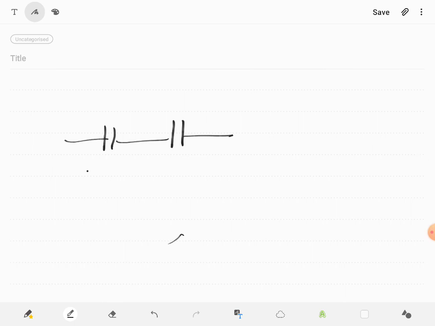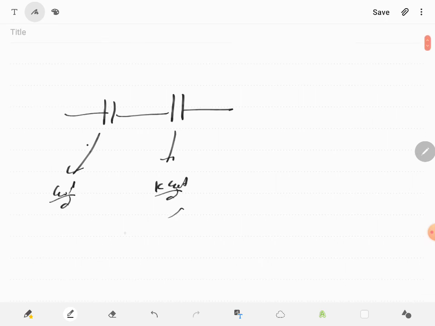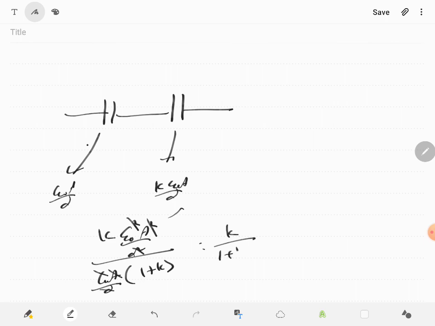Yes, we found the equivalent capacitance, and what was it? This was epsilon naught into A by D. This was K into epsilon naught into A by D. Both of them connected in series means it's epsilon naught square A square by D square with a K by epsilon naught into A by D into 1 plus K. So epsilon naught A gets cancelled, D gets cancelled. So it's K by 1 plus K into epsilon naught into A by D.